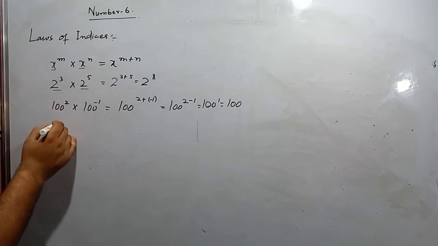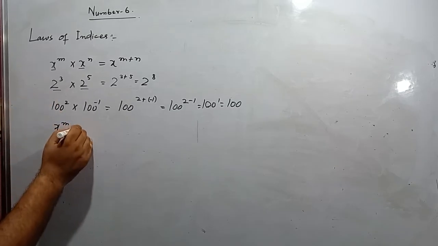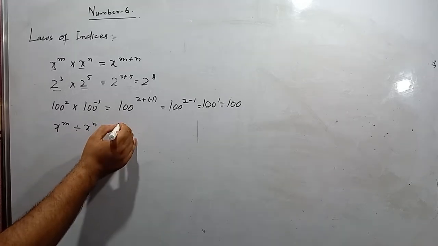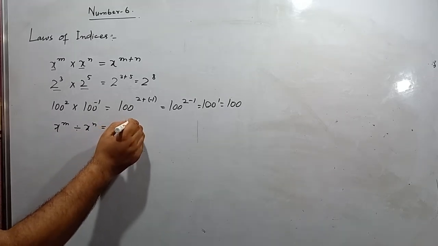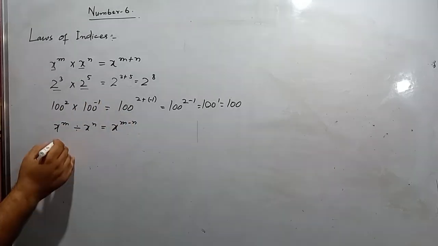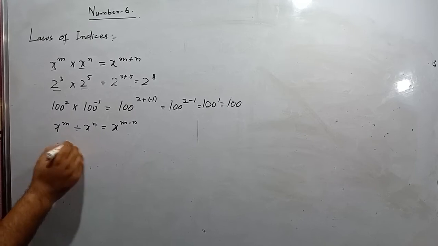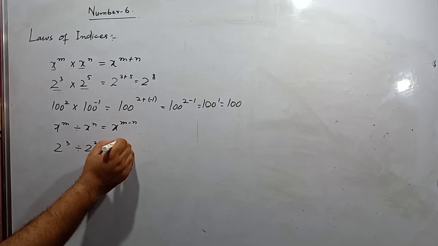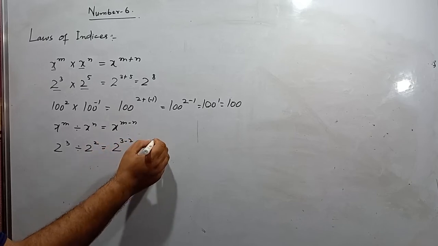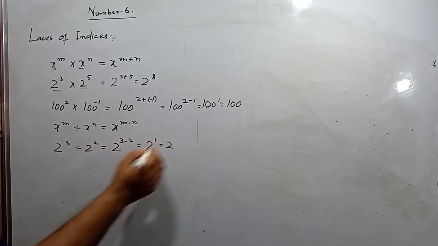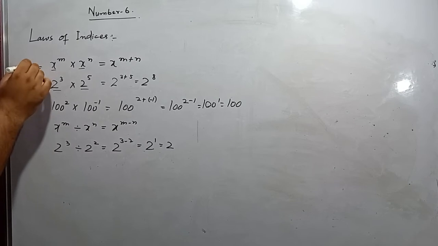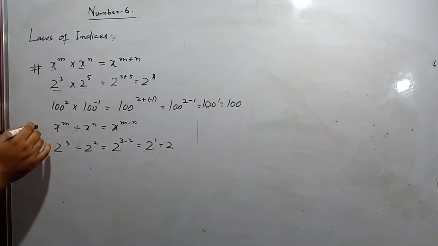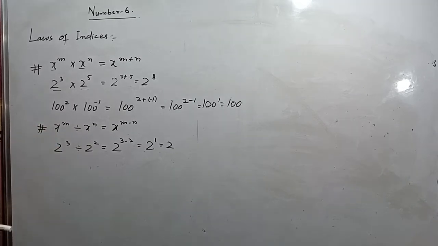Now next we have x to the power m divided by x to the power n. So in division we should do the subtraction of powers, x to the power m minus n. For example, 2 to the power of 3 divided by 2 to the power of 2 is equal to 2 to the power 3 minus 2. That's 2 to the power 1, that's 2. So you can see here in multiplication we are adding the powers, and in division we are subtracting the powers. You should understand.